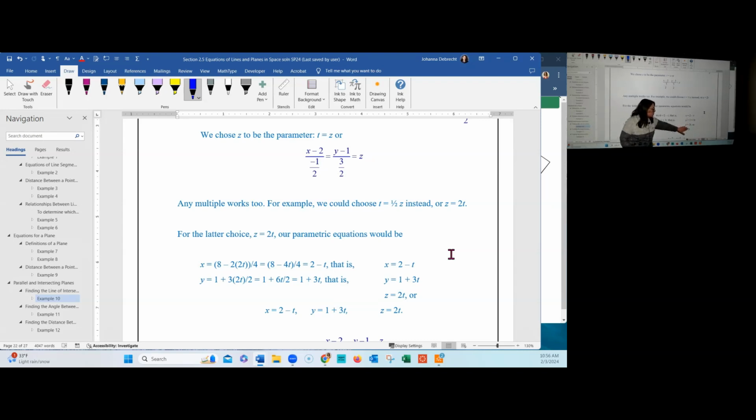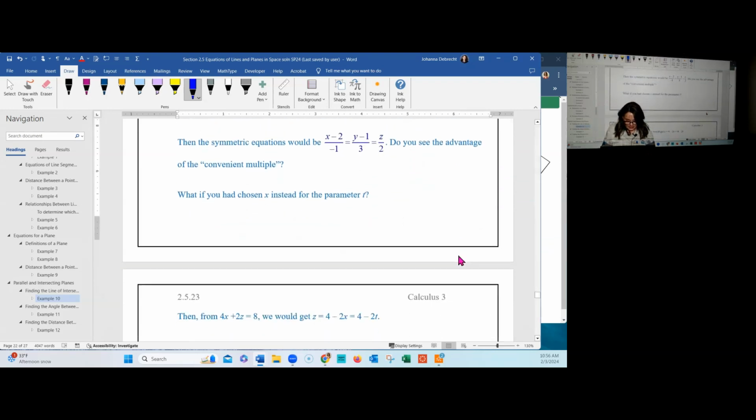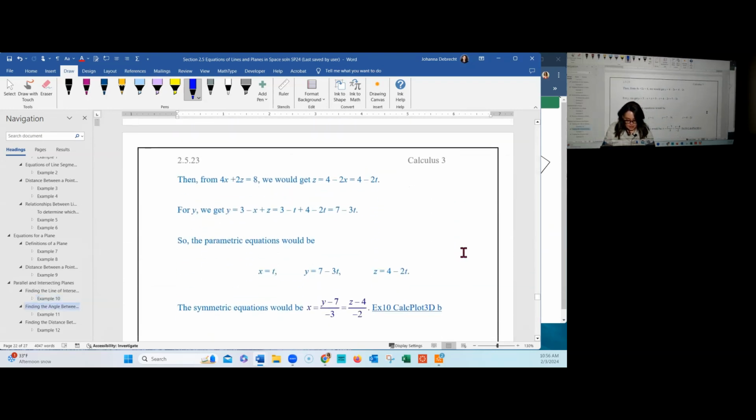But notice that these parametric equations are far simpler. And then when I solve for t to put them in symmetric form, I get a much nicer symmetric form right here. So you can see the advantage of choosing what we call a convenient multiple. What if we had chosen x as the parameter instead, or even y? We would come up with different equations for the same line.